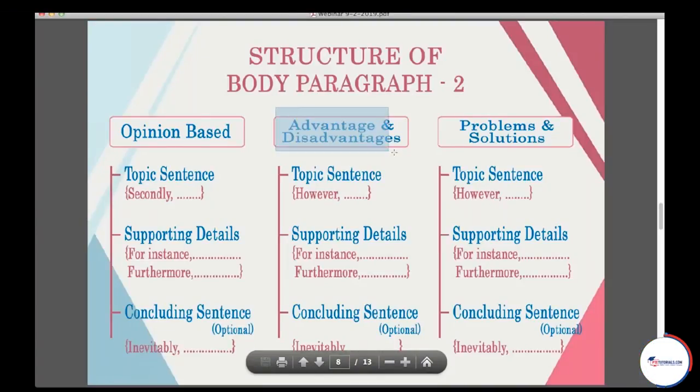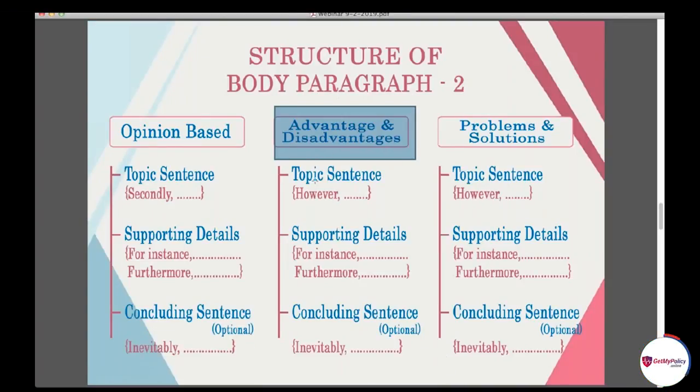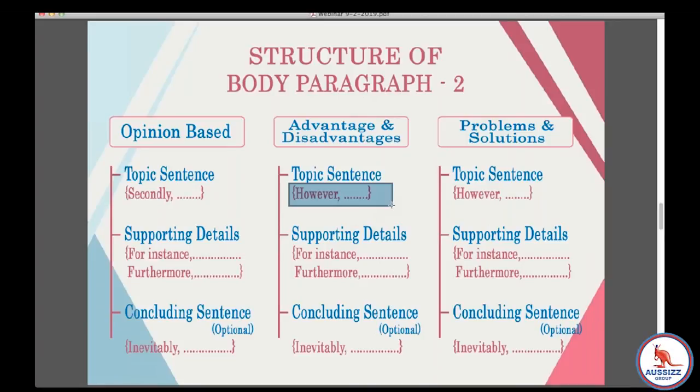Coming to the advantages and disadvantages part of body para 2, what will be this topic sentence? You have to give however or on the other hand, despite, although, a contradictory word or contradictory phrase, because the computer should know that you're going to contradict your first body para. If you're talking about advantages there, the computer should know that you're talking about disadvantages here. So for that, you have to give a contradictory word called however.